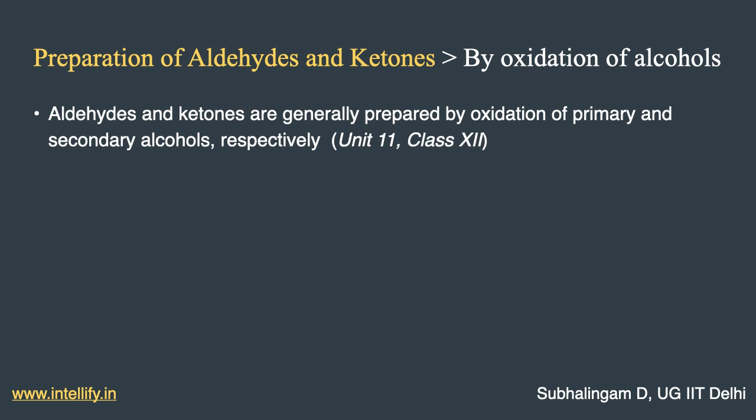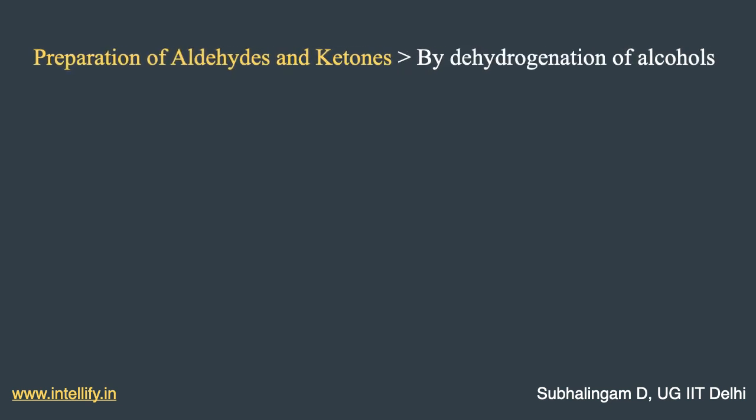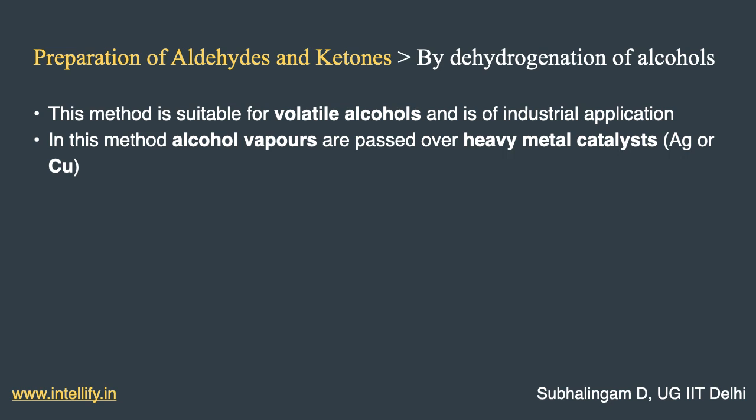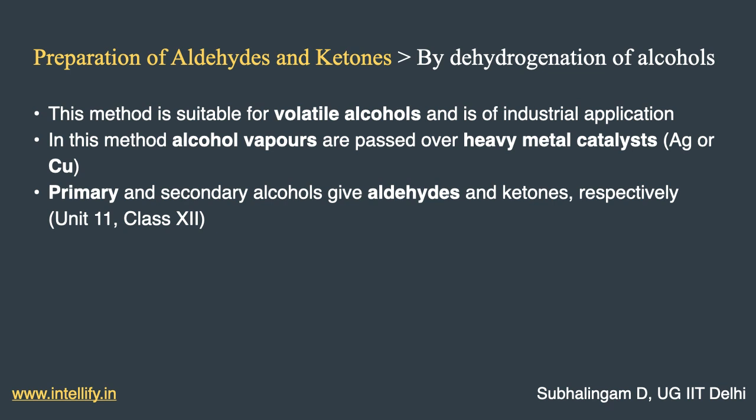Aldehydes and ketones are generally prepared by oxidation of primary and secondary alcohols respectively. Then we have dehydrogenation of alcohols, which again we have seen previously. This method is suitable for volatile alcohols and is of industrial application. In this method, alcohol vapors are passed over heavy metal catalysts like silver or copper. Primary and secondary alcohols give aldehydes and ketones respectively. That means primary alcohols give aldehydes and secondary alcohols give ketones. This has been covered in unit 11 of class 12 in detail.